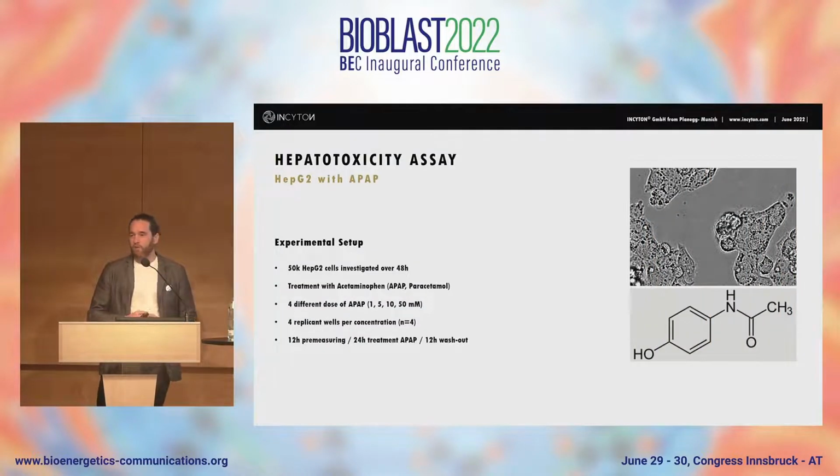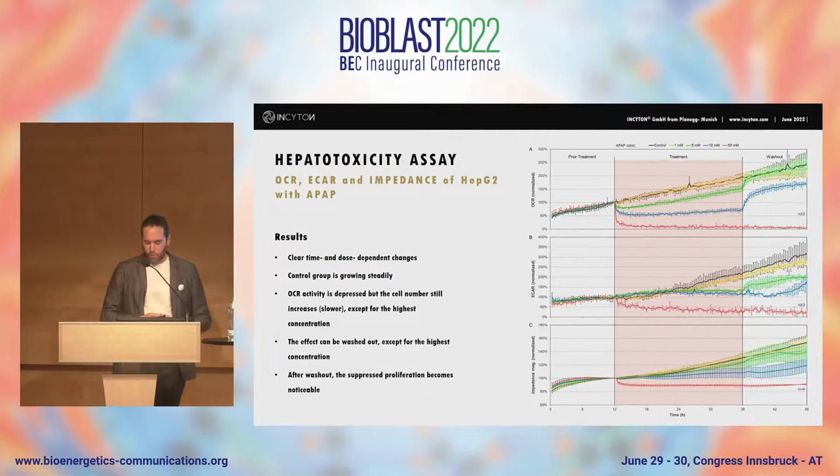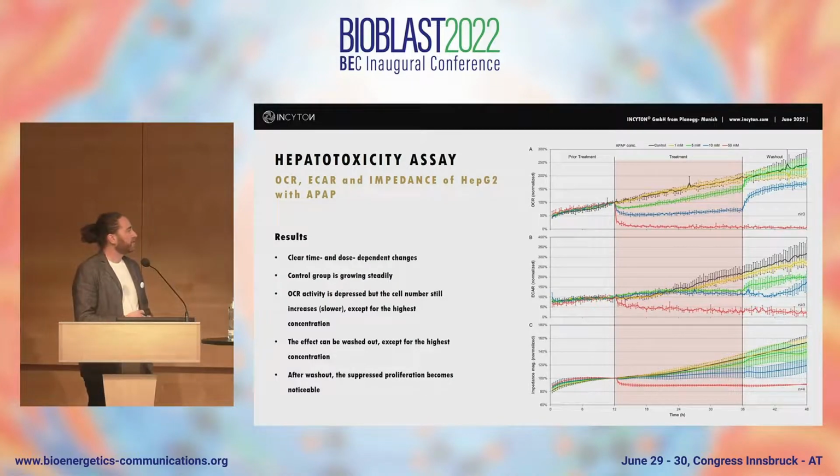Which data can we produce with a system like this? The first example I want to show you is a hepatotoxicity assay with liver cells treated with 4 different concentrations of APAP, the drug in paracetamol. We started with 50,000 cells and investigated them over 48 hours with 1, 5, 10, and 50 millimolar APAP. We made a 12-hour pre-measurement baseline, then a 24-hour treatment, and at the end a 12-hour washout.